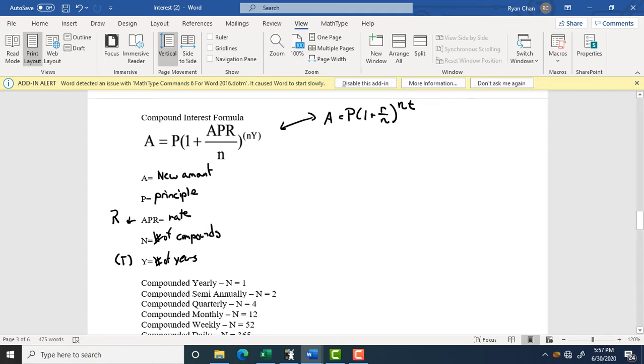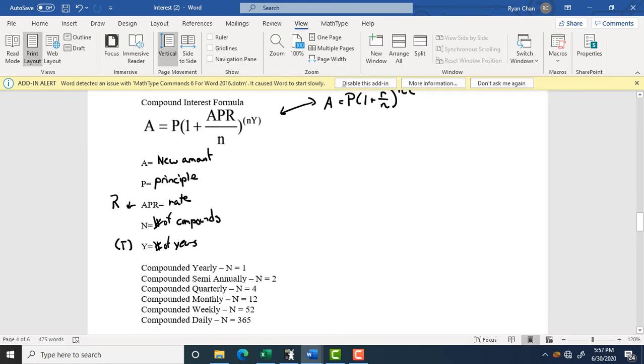So let's talk about this here for the following, okay? When you have N, so what does number of compounds mean? That's just the amount of time periods in a year, okay? So if we say we're compounding monthly, we would say N is 12, right? Because there's 12 months in a year. If we say compound weekly, we would say N is 52 because there's 52 weeks in a year. Okay.